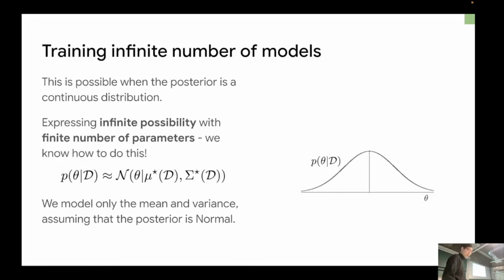So let's move on to training an infinite number of models. This is possible when the posterior is a continuous distribution. We can encode an infinite possibility of models with only a finite number of parameters by using a continuous distribution again. So here, in this case, we can assume that the true posterior is close to a Gaussian distribution in the parameter space. So there is a mean mu and some covariance matrix, sigma.